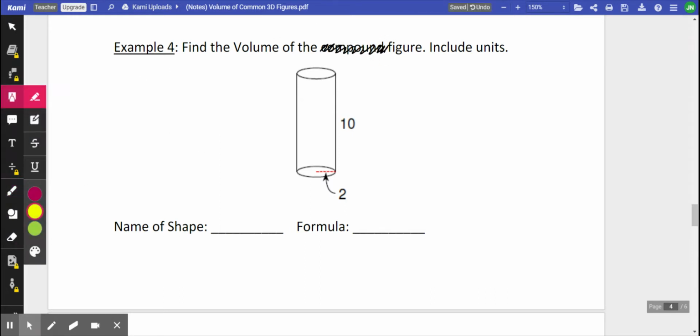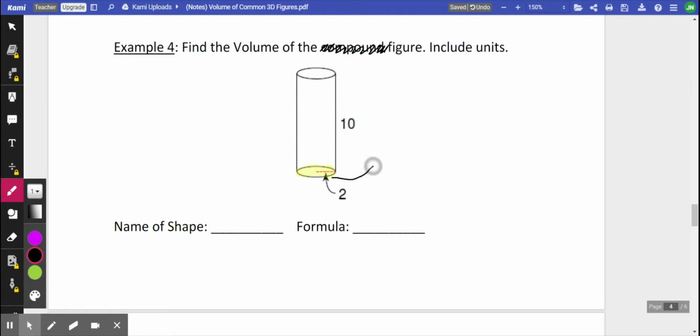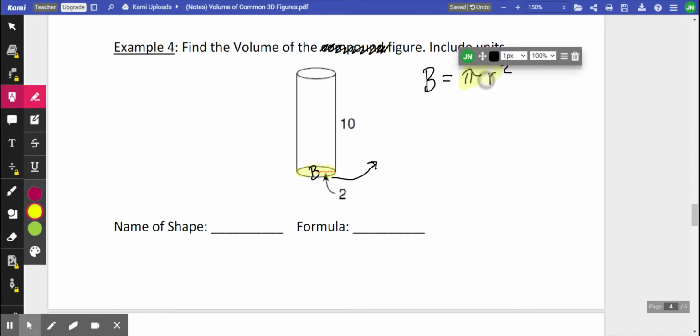So one of these slices for the cylinder is a circle. Now, even if you didn't know what the formula for the volume of a cylinder is, you know the area of one of these slices, right? So this is B, right? And the area of the base, in this case, the base is a circle, so it will be equal to pi times the radius squared. So I know that the bottom is a circle, and I know that the area of a circle is pi times the radius squared.